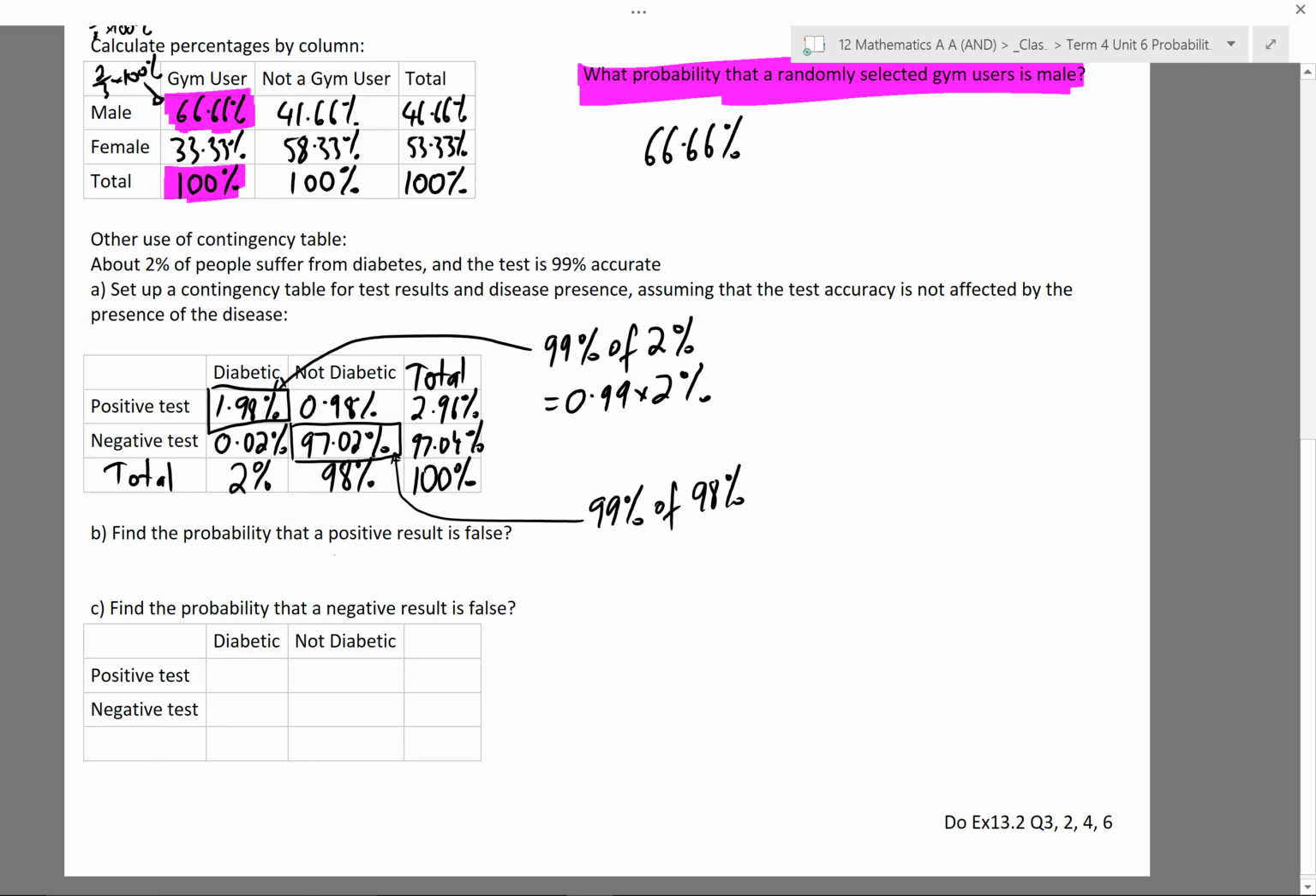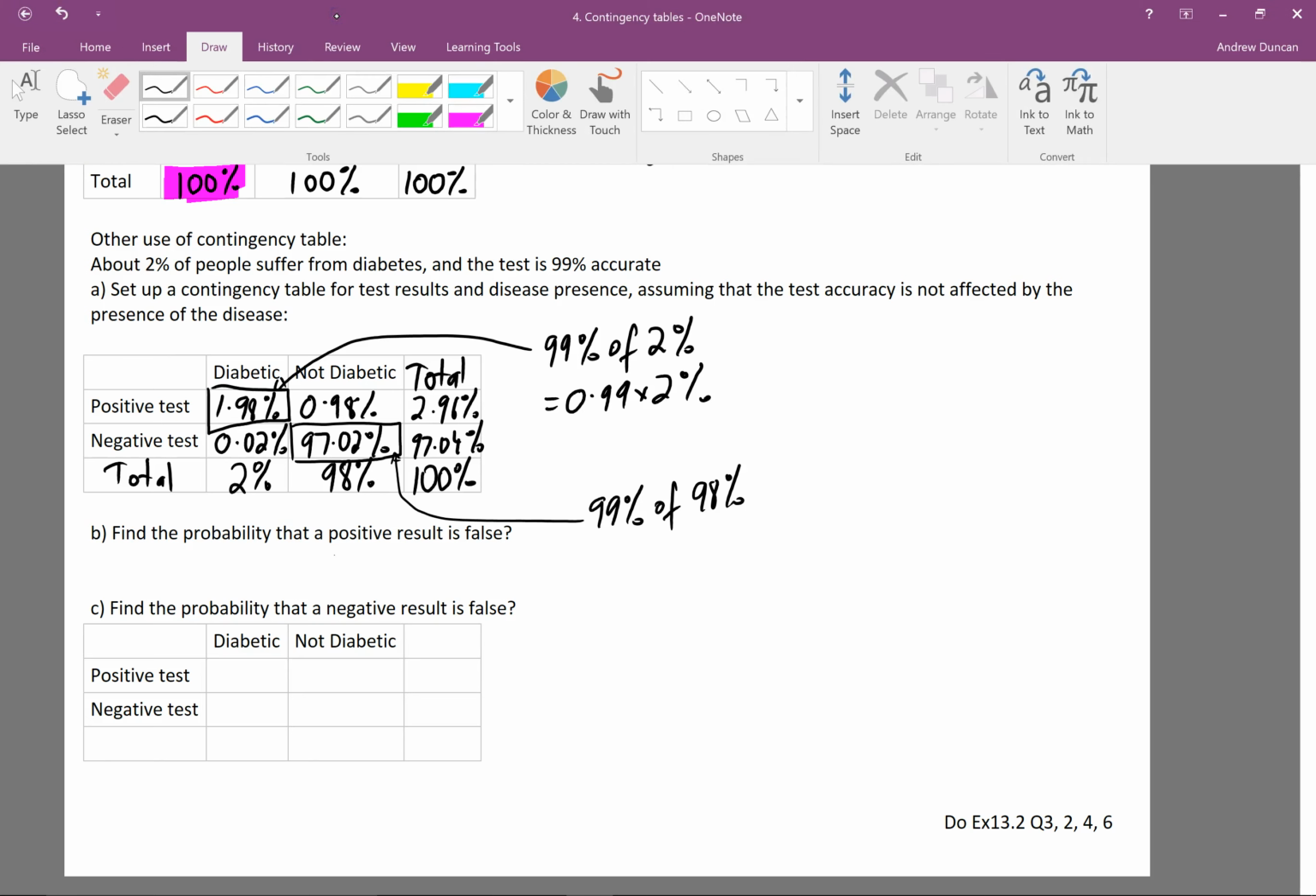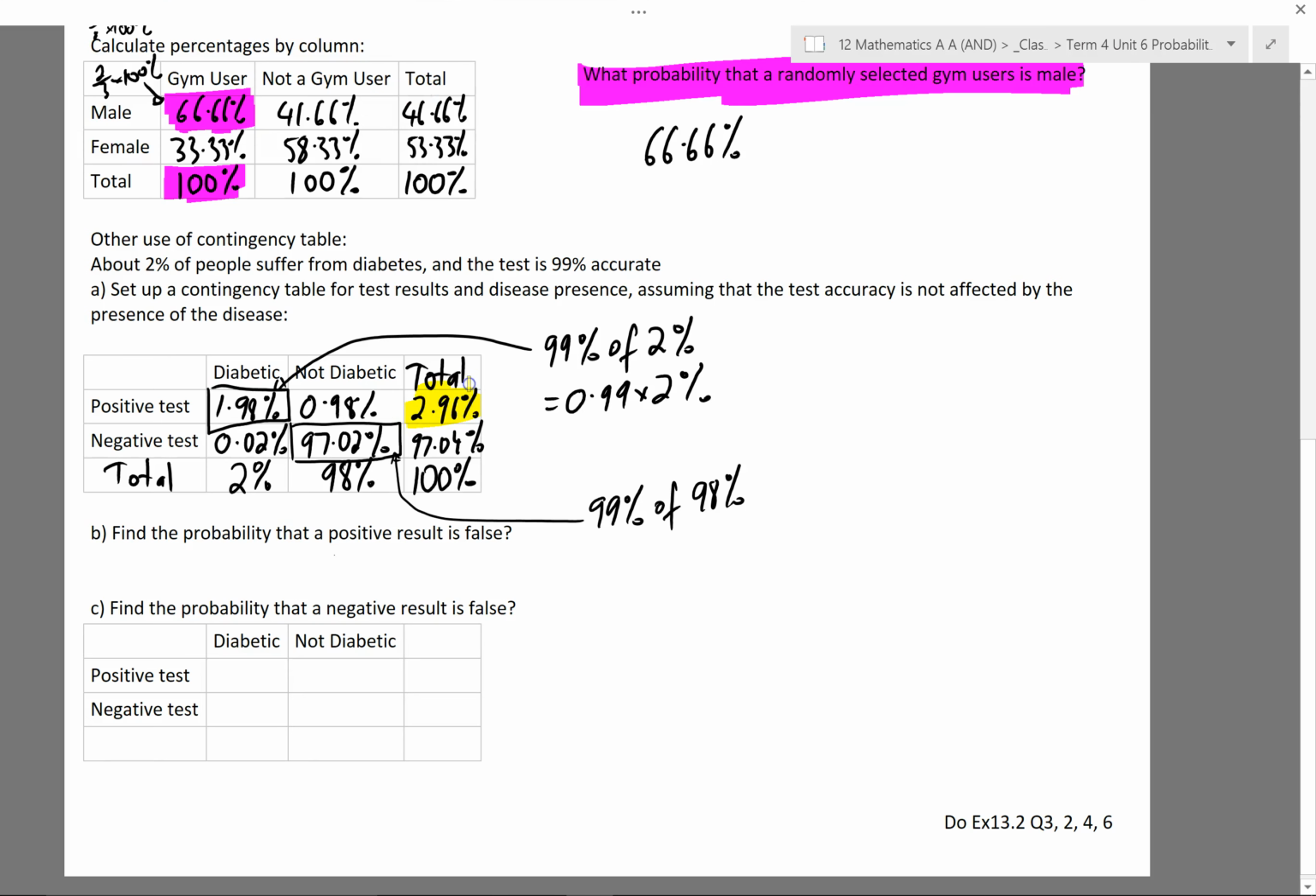So what this means, probably the most important cell, just looking at this table, is probably this one, which is telling us that even though only 2% of the population have diabetes, about 3% of them will be told that they have it when they go to the doctor to get the blood test.